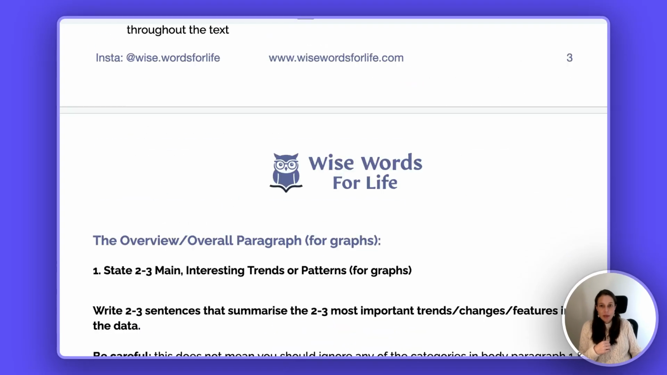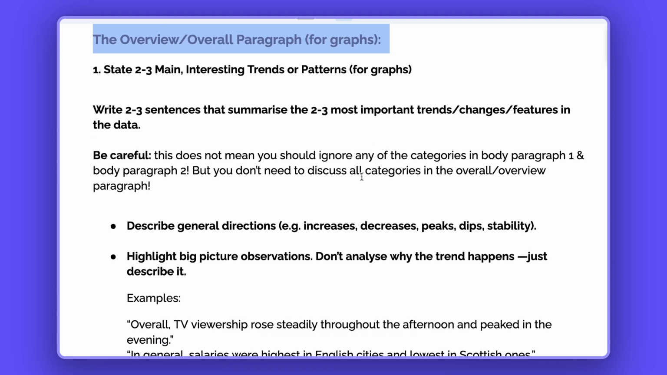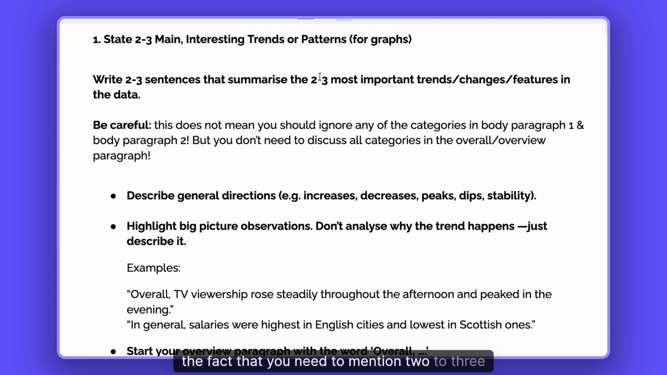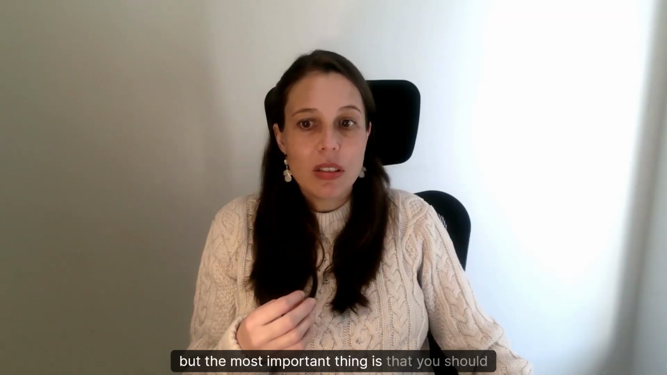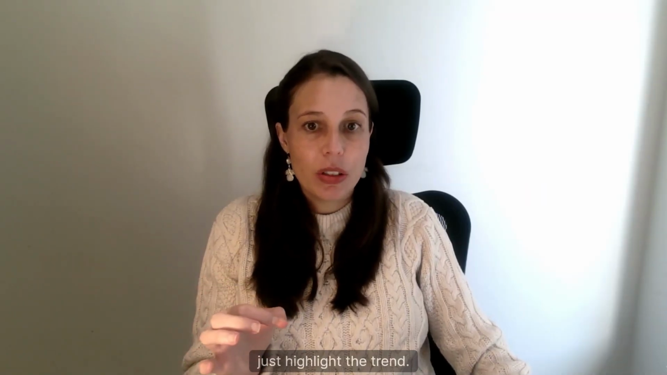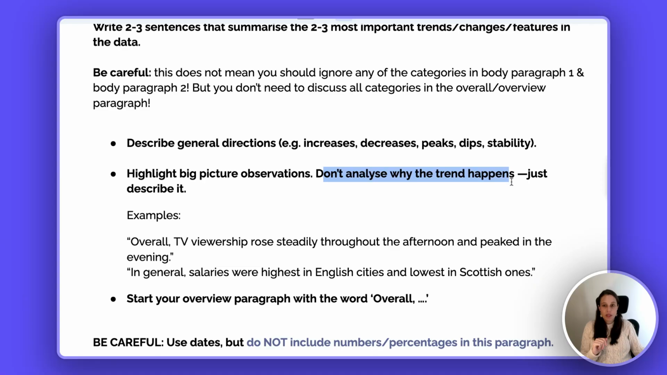All right, so the overall paragraph, we've already spoken about the fact that you need to mention 2 to 3 important trends. These can be things like what increased, what decreased, what peaked, what dipped, what remained stable over time. But the most important thing is that you should just highlight the trend. Please don't analyze why the trend happens.